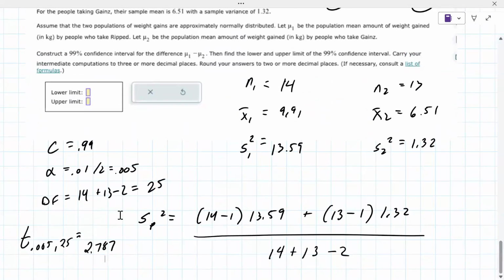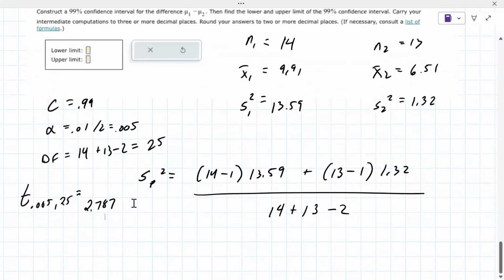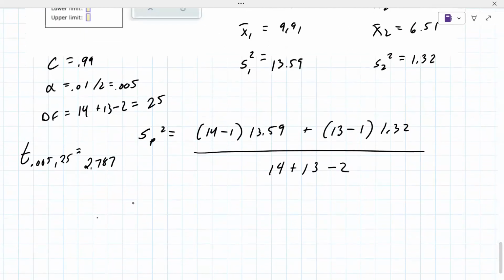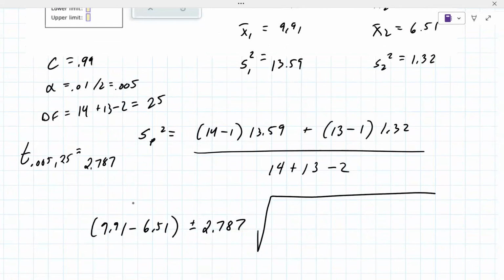2.787. So our confidence interval is X bar 1 minus X bar 2 plus or minus the T value 2.787, the square root of this SP squared number times 1 over N1 plus 1 over N2. So you would first calculate this SP squared number, go out to a bunch of decimal places, and then use this formula here.